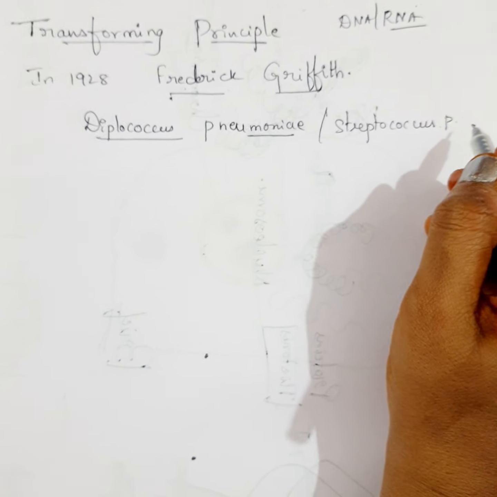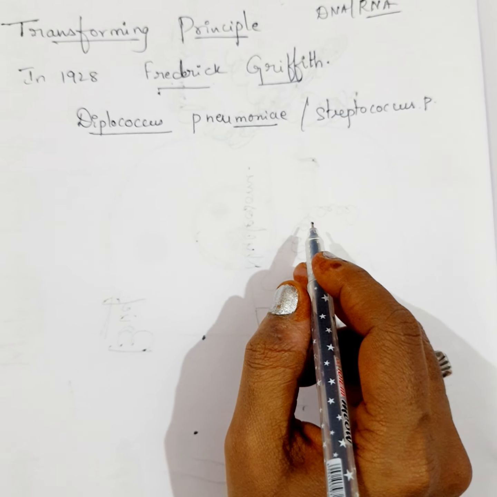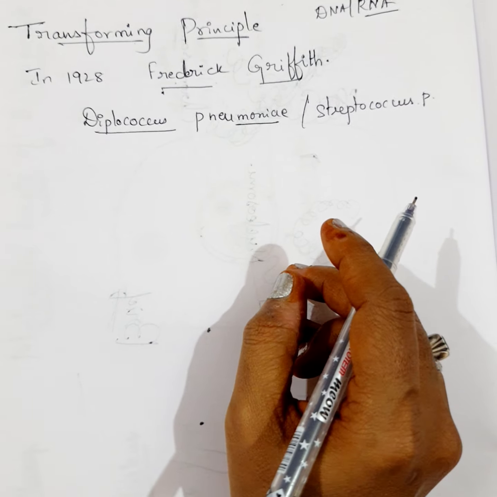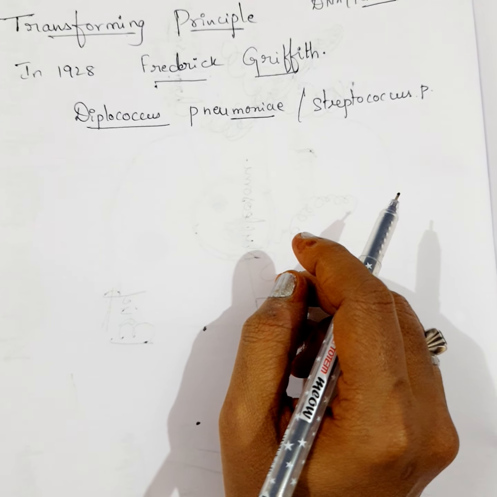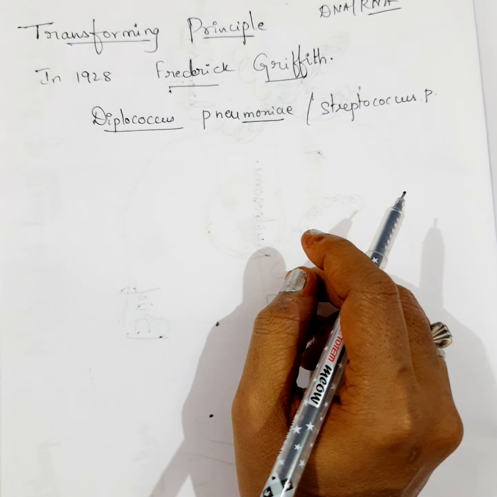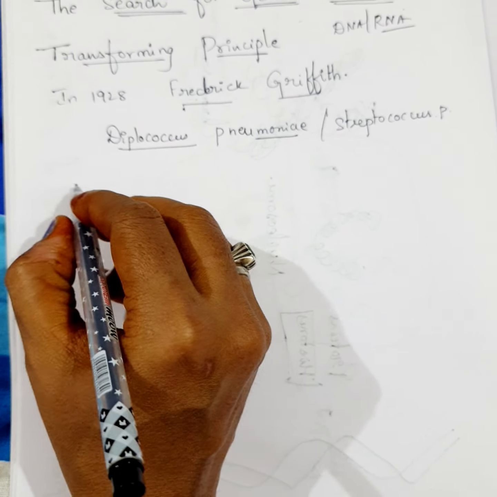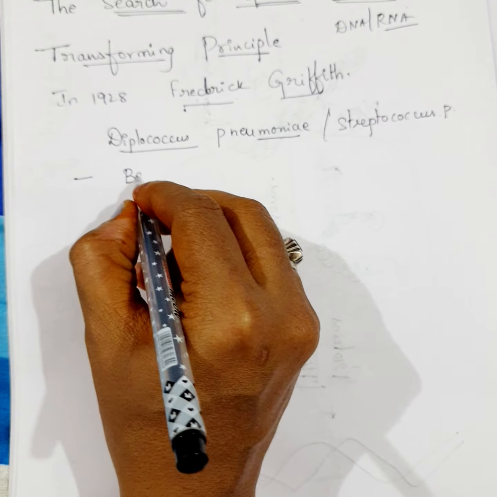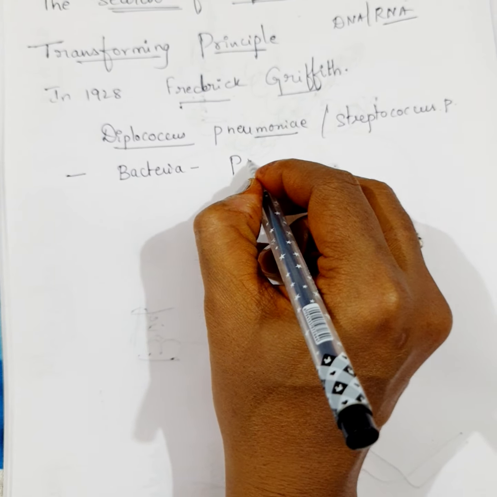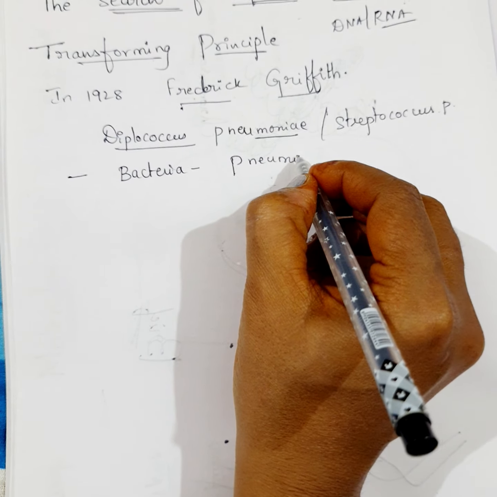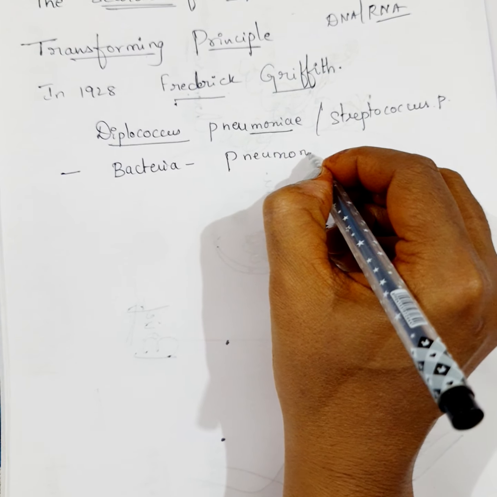See, students, you might know that Diplococcus means two cocci. Coccus means spherical shape. Streptococcus means chain shape. Based on the shape, they have given the bacteria these names, and this bacterium causes the disease called pneumonia.